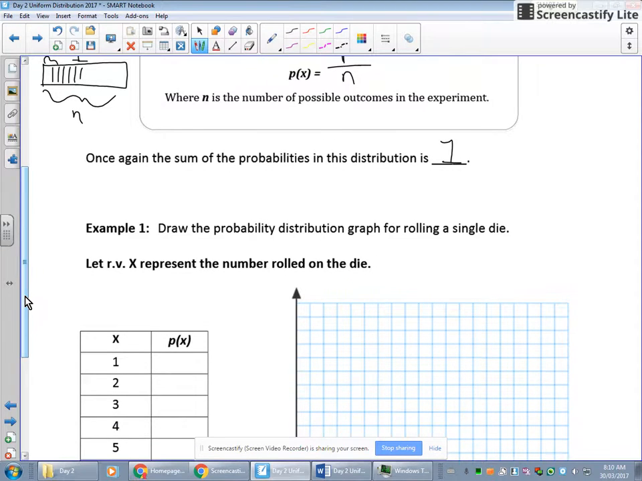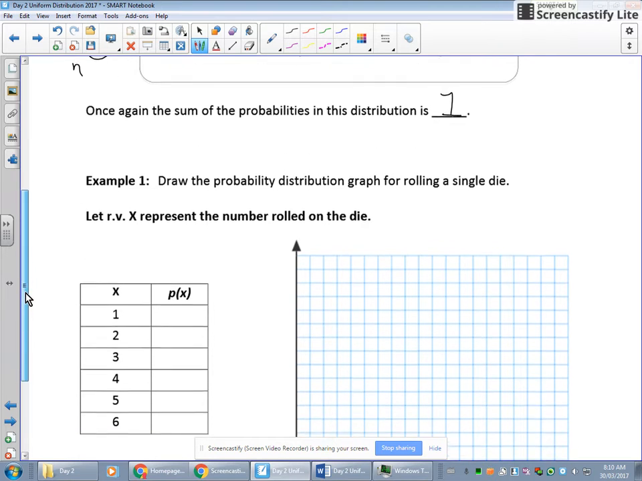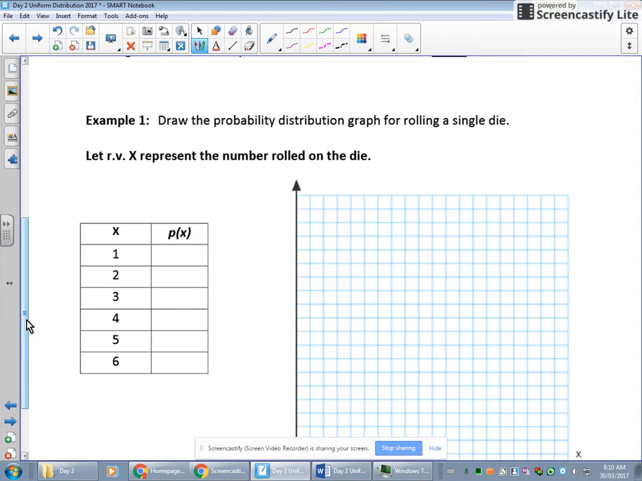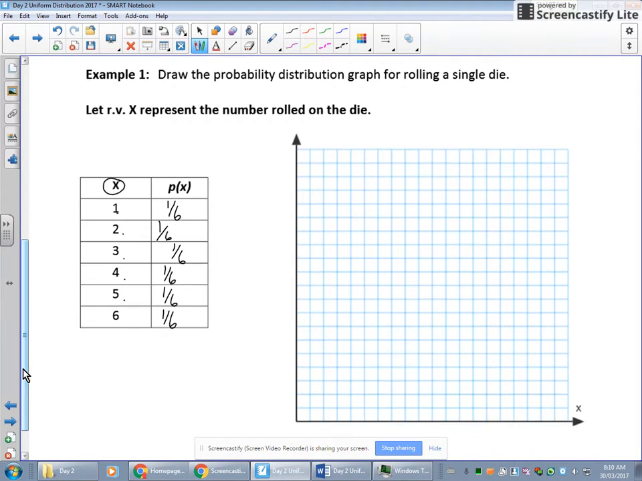So we're going to be basically applying the same thing that we did yesterday, but in this particular case, in every instance, the probabilities are going to be equal. So it should be even easier than what we looked at yesterday. In this case, draw the probability distribution graph for rolling a single die. So we know that there are 6 possible outcomes, a 1, a 2, a 3, 4, 5, or 6 on the dice. The probability of getting a 1 is 1 out of 6, of rolling a 2 is 1 out of 6, a 3 is 1 out of 6, a 4 is 1 in 6 chance, a 5 a 1 in 6 chance, and a 6 a 1 in 6 chance.